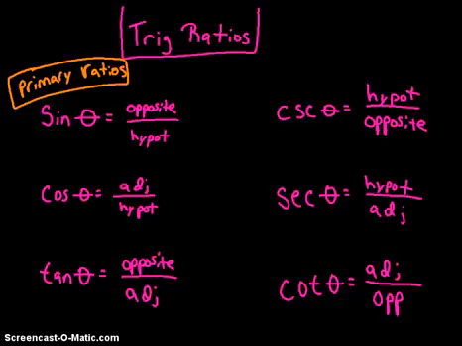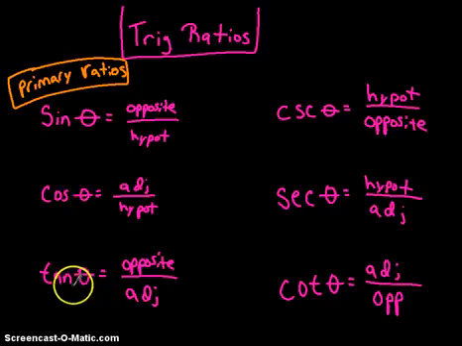Trig ratios. All right, so trig ratios are basically sine, cosine, and tangent, from what you probably learned in 10th grade in a geometry class, or in most of your cases, math 2. So in that class, you focus on the primary trig ratios. And the primary trig ratios are sine, cosine, and tangent.